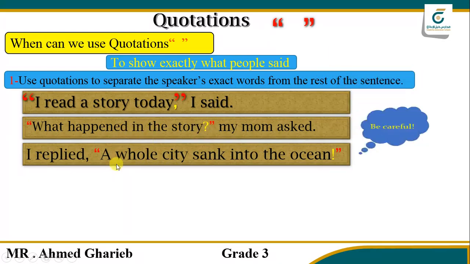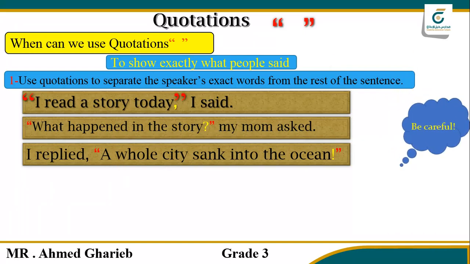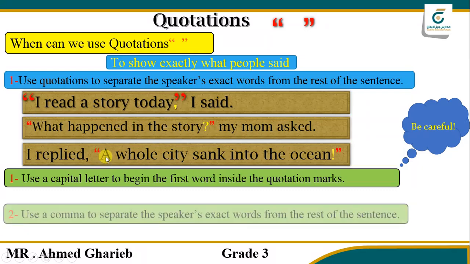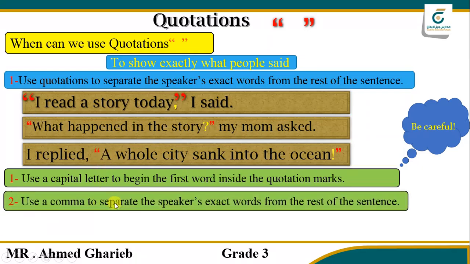But be careful. There are some notes. First, use a capital letter to begin the first word inside the quotation marks. So the first letters are capital I, W, and A. Second note, use a comma to separate the speaker's exact words from the rest. So we add a comma here.